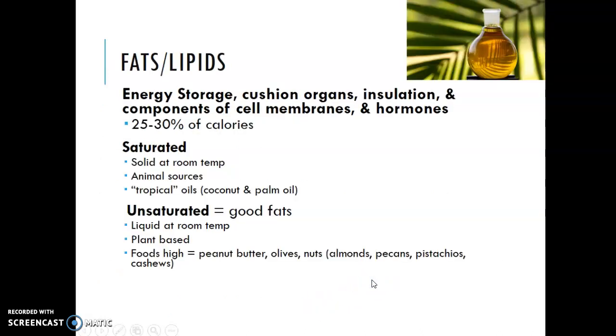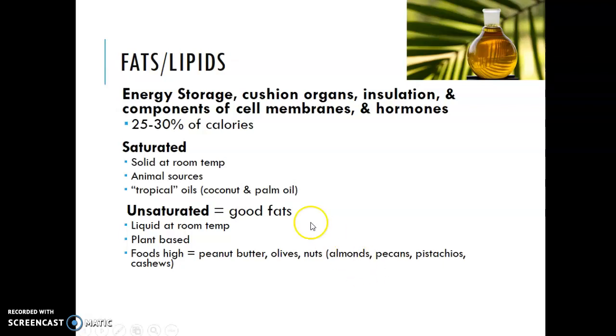All right, fats or lipids. We know these are our energy storage. It cushions our organs, it insulates so we don't get cold. But it also makes up our cell membranes and some of our hormones. So we need 25 to 30% of our calories. We can't just not eat fat. Our body does need fat. We just don't want excesses of fat.